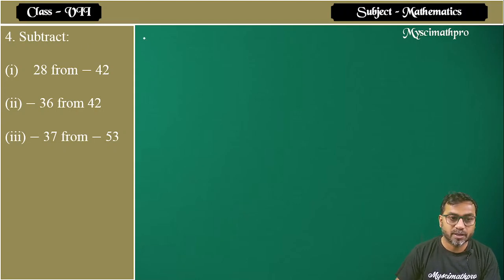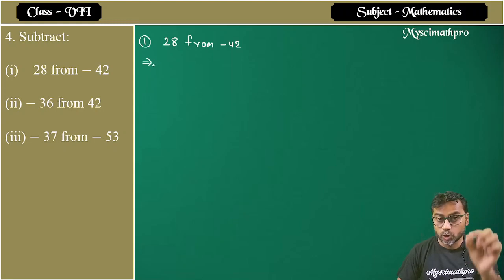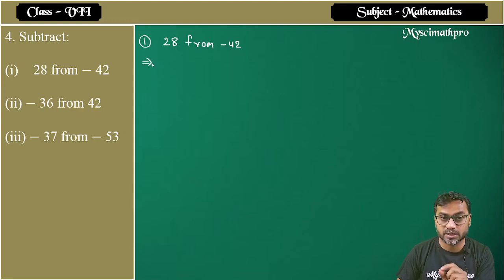So student, the question is that we have to subtract 28 from minus 42. So student, I am going to tell you a very important method, and if you follow this method, I can say that your answer will come 100% correct. According to the question, we have to subtract 28 from minus 42.